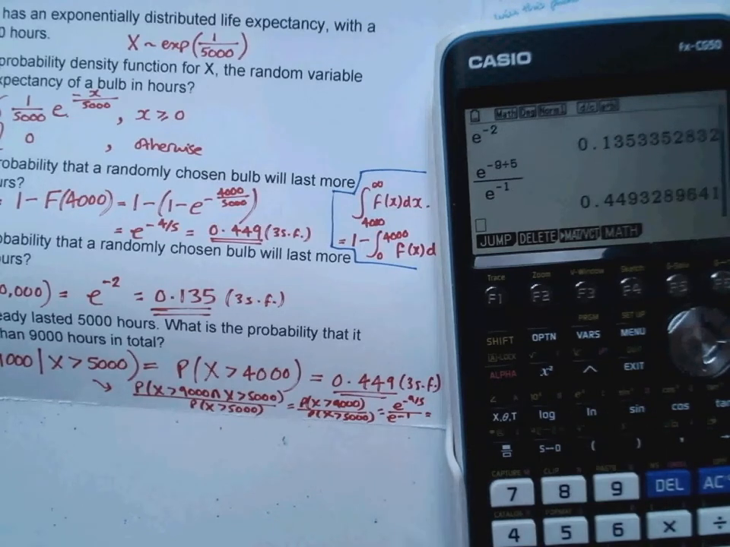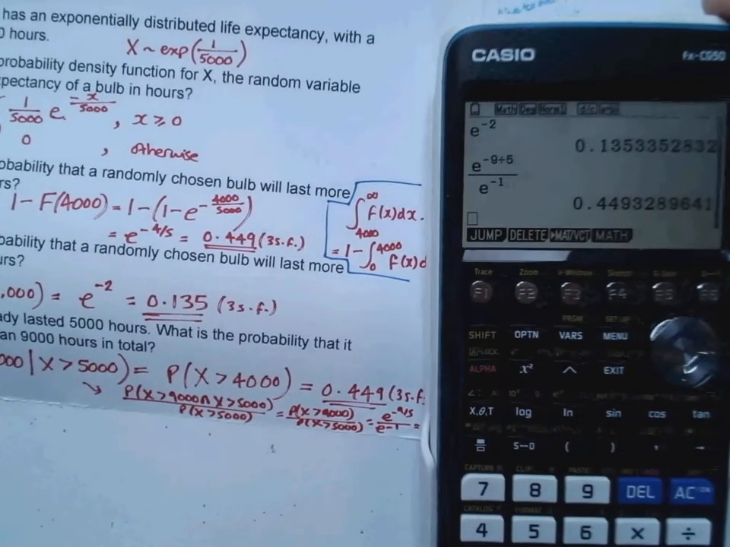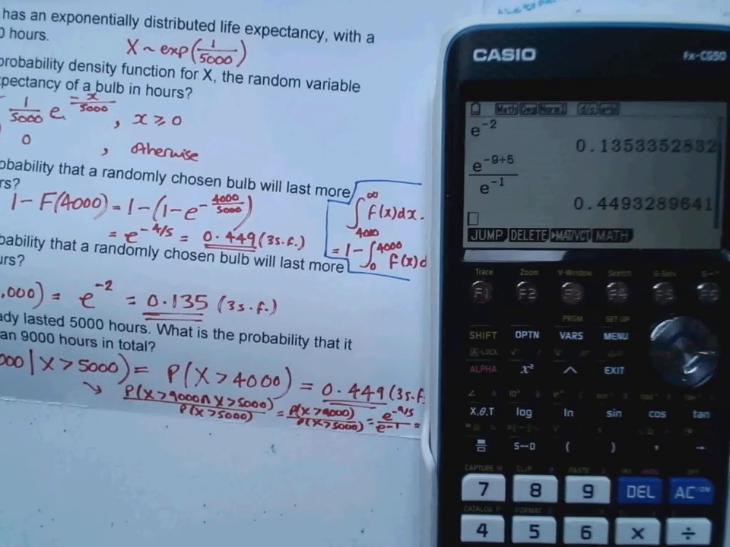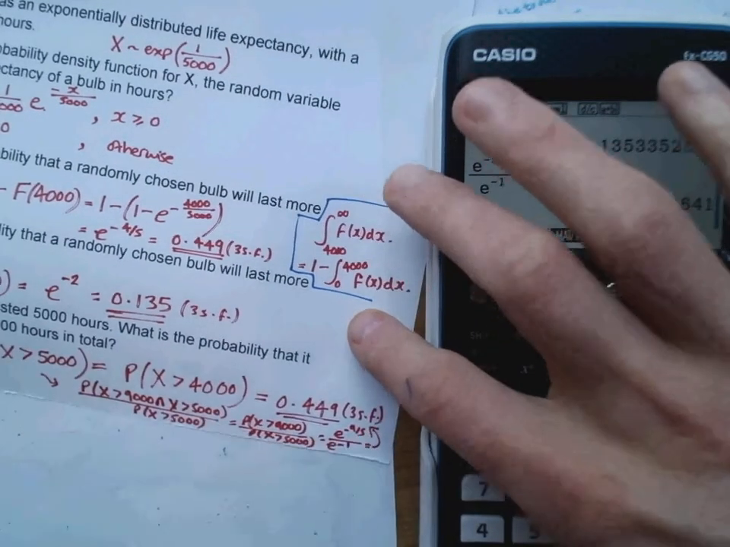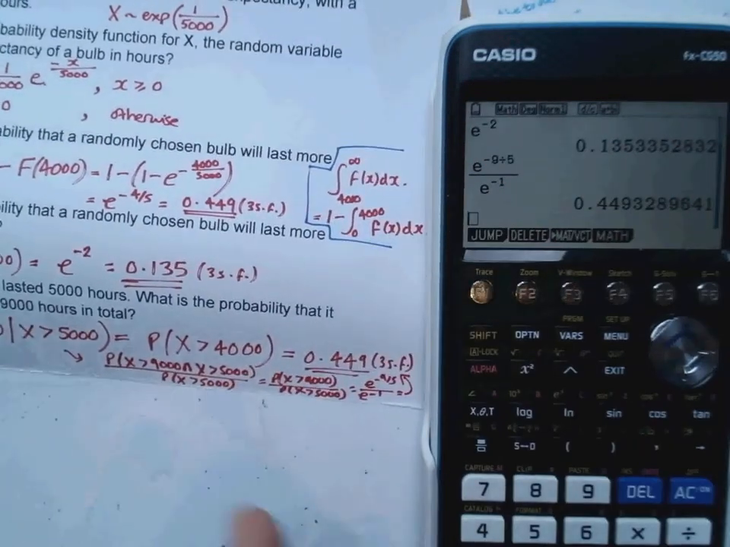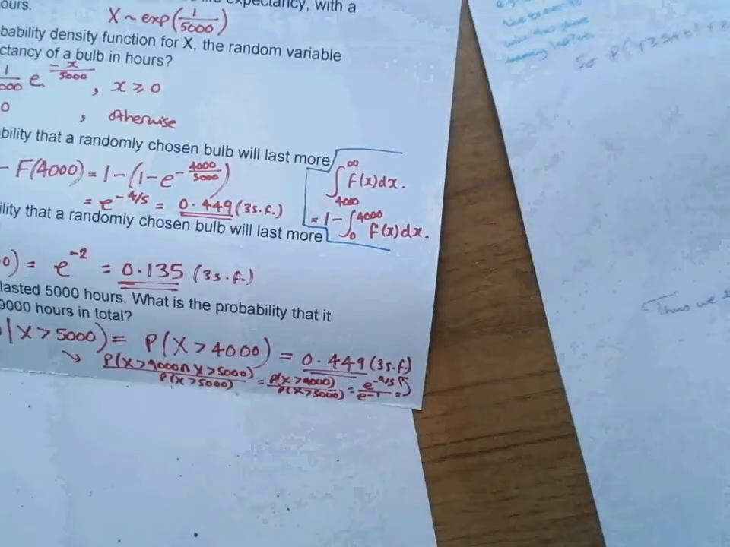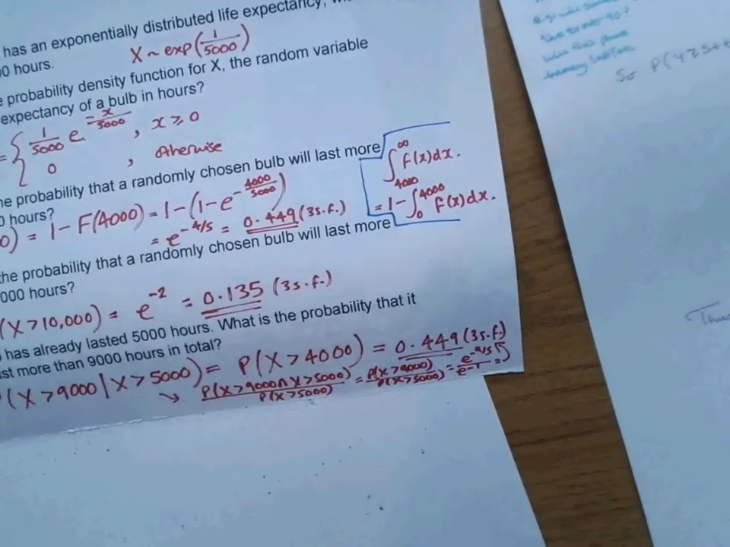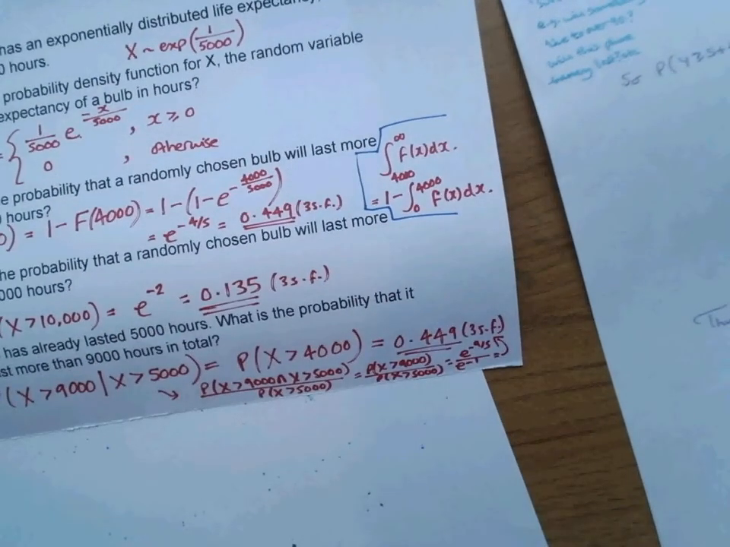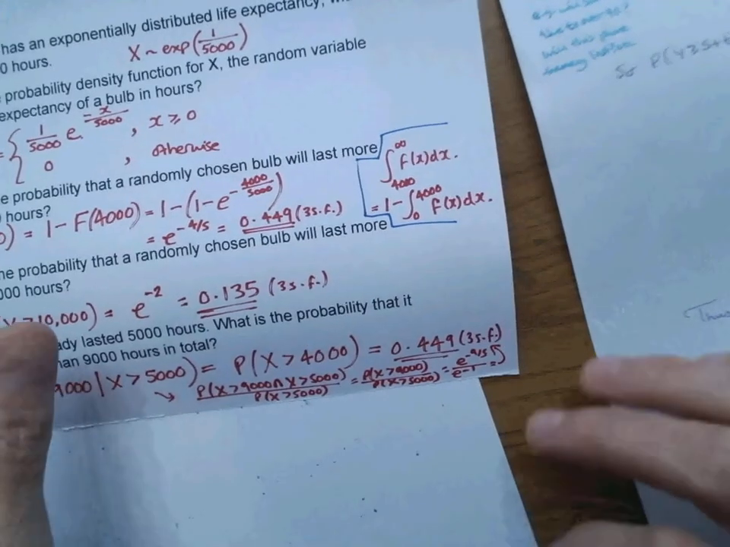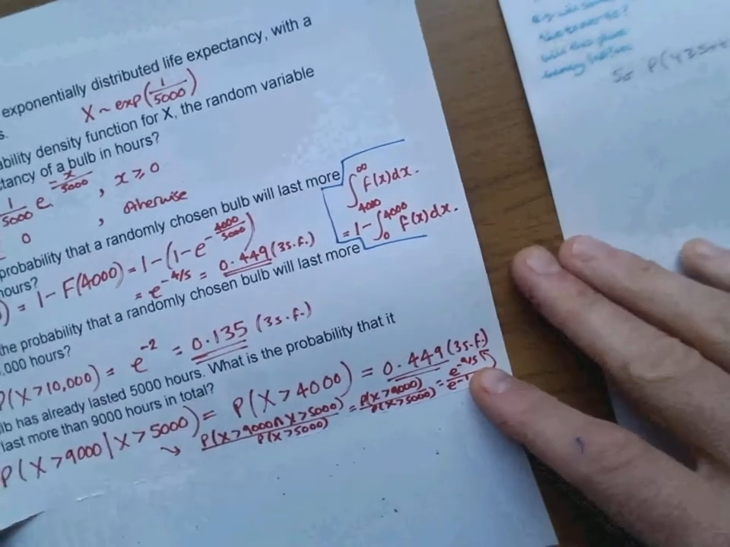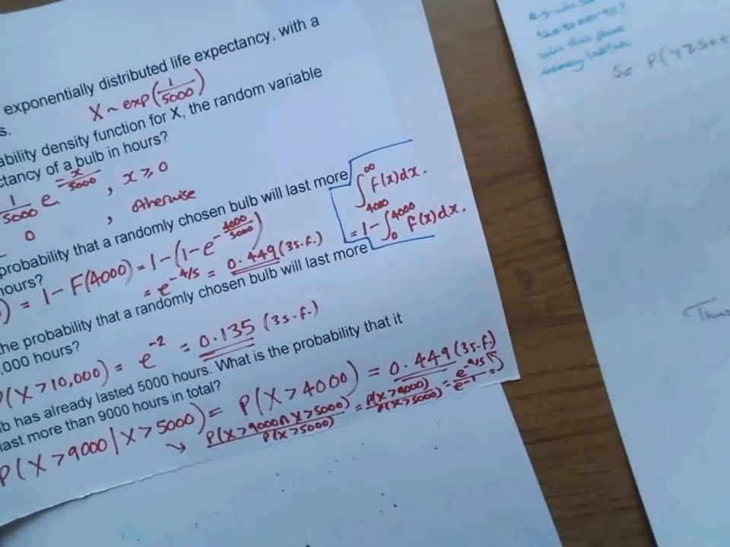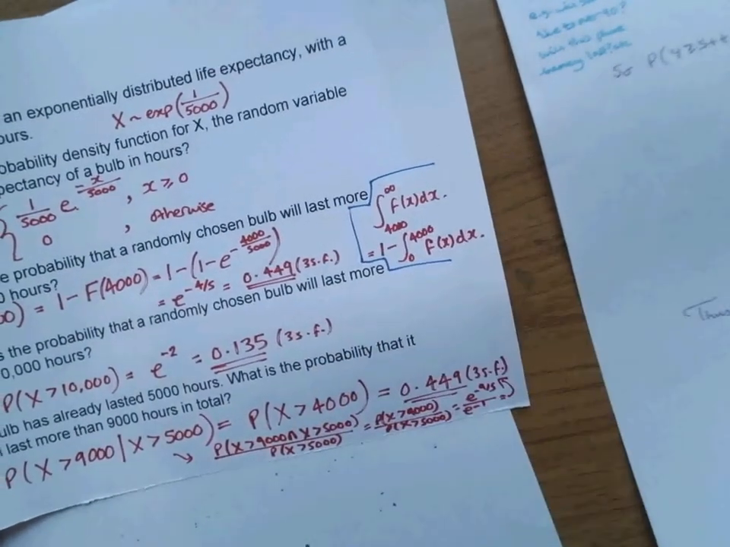E to the negative 9/5 over e to the negative 1. Oh, and would you look at that, 0.449 once again. Okay, just for reassurance, it's the same. So even if you do miss it, as long as you're precise, you'll get there in the end. But it's much quicker, and not going to be worth a huge amount of marks, but it's marks that we should be getting.